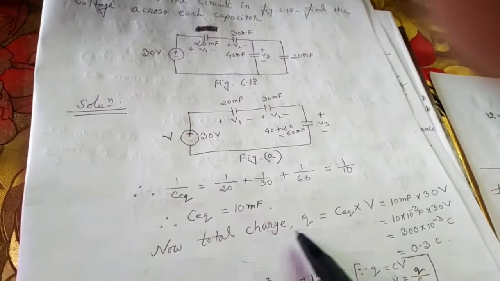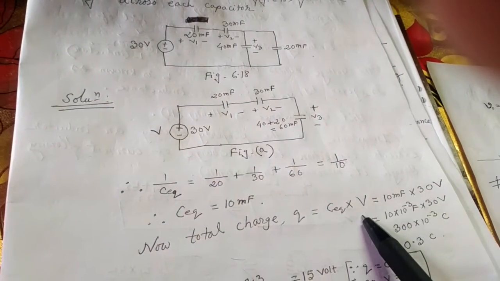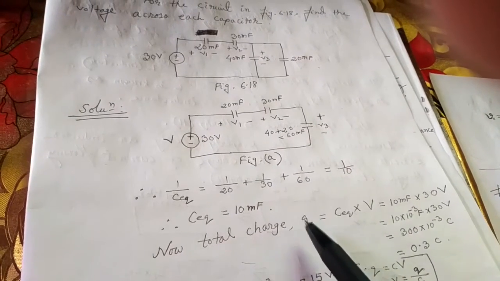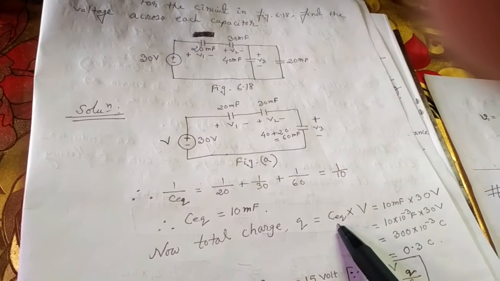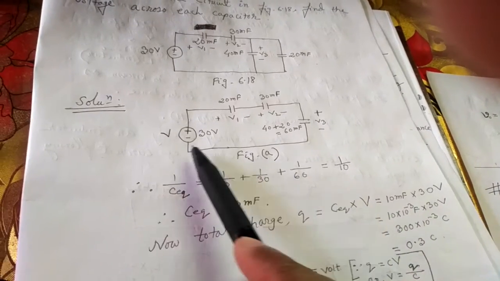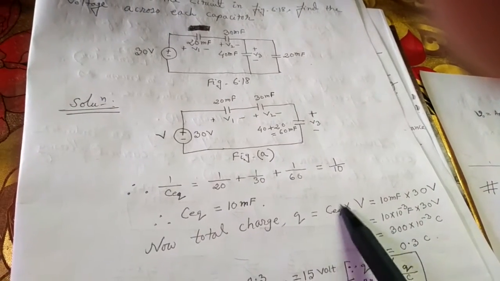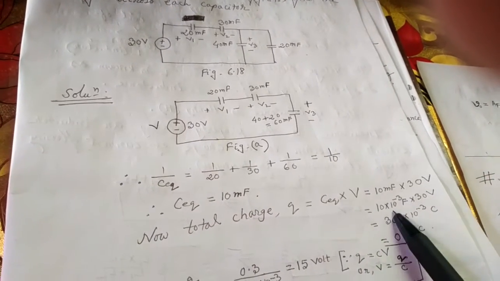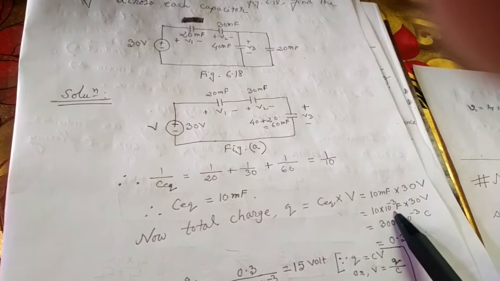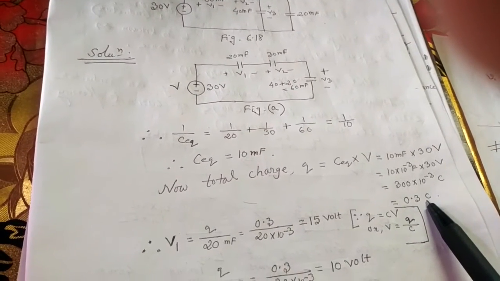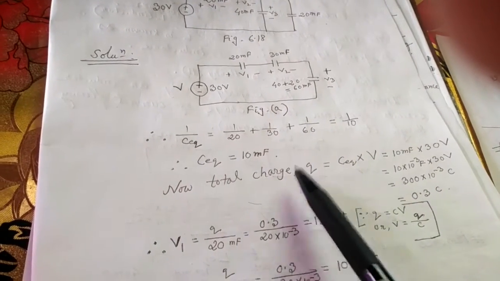Now the total charge Q equals C equivalent multiplied by V. We know Q equals CV. Here the total charge Q equals total capacitance multiplied by V. The total voltage given is 30 volts and the total equivalent capacitance is 10 millifarad, that is 10 times 10 to the minus 3 farad. So ultimately we get 0.3 coulomb. Coulomb is the charge unit.